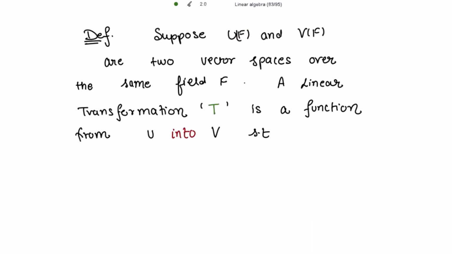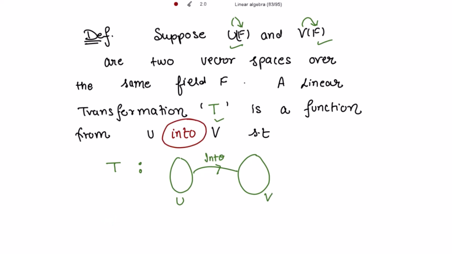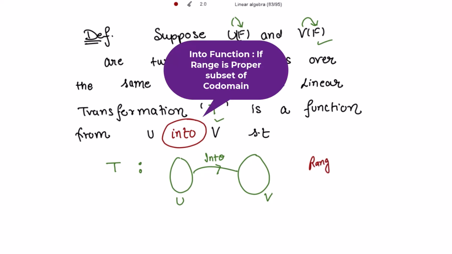The first one is the definition of the linear transformation. Suppose U(F) and V(F) are two vector spaces over the same field F. Then a linear transformation T is a function from U into V. What is an into function? A function where the range is a proper subset of the codomain.